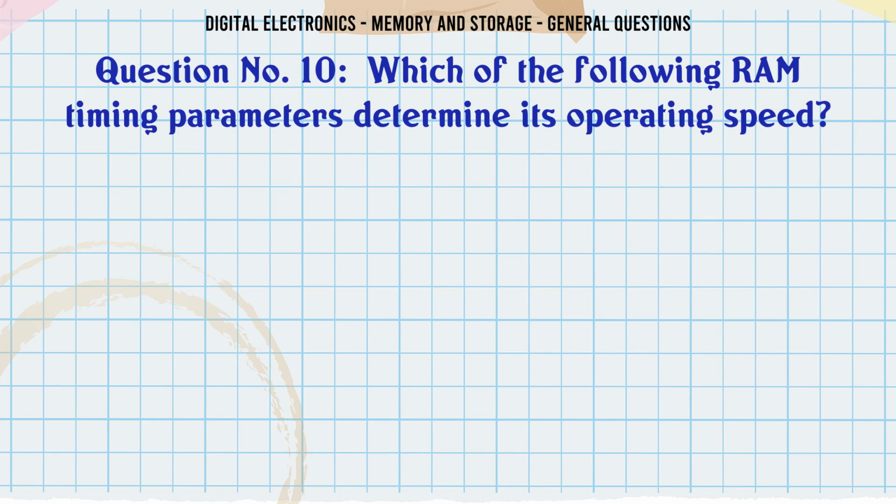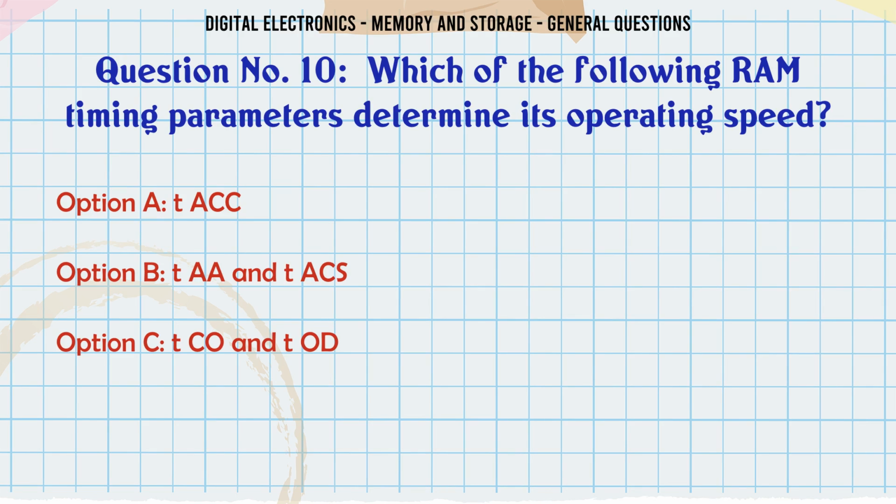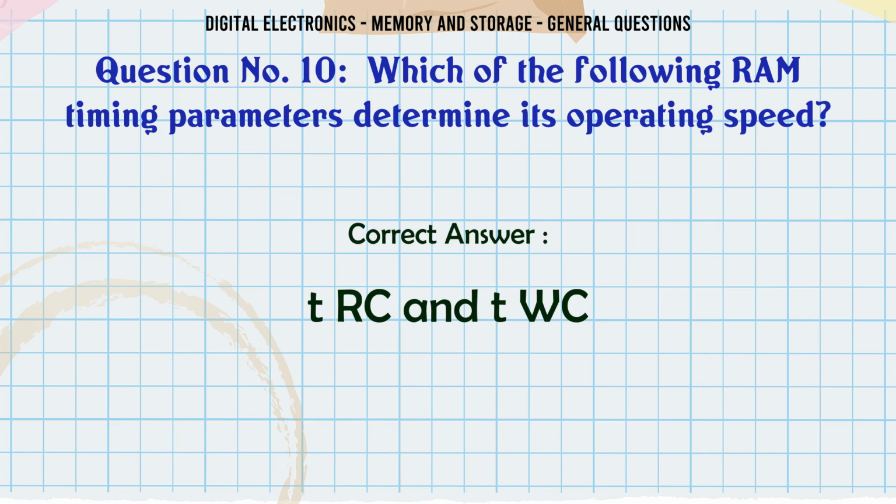Which of the following RAM timing parameters determine its operating speed? A. TACC, B. TR and TACS, C. TCO and TOD, D. TRC and TWZ. The correct answer is TRC and TWZ.